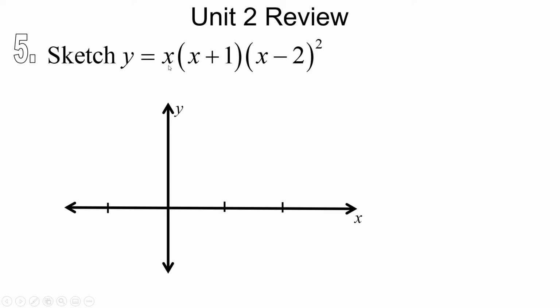and let's look at our factors to get our roots. The first factor is x. That gives me a root of 0. The second factor is x plus 1. And that's going to give me a root of negative 1. The third factor is x minus 2, so that's going to give me a root of 2. And because that factor x minus 2 is being squared, that's a double root.